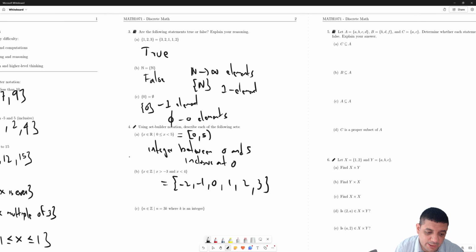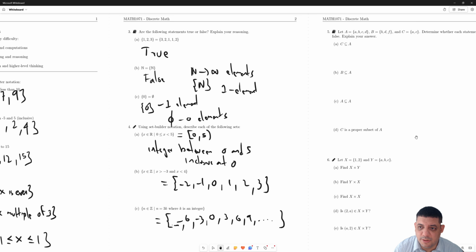Here, n equals 3k, where k is an integer. Notice that these are multiples of 3. So we can go ahead and do 0, 3, 6, 9, and go onwards. And here we can go -3, -6, and go onward in the opposite direction. So that's a good description for these sets.